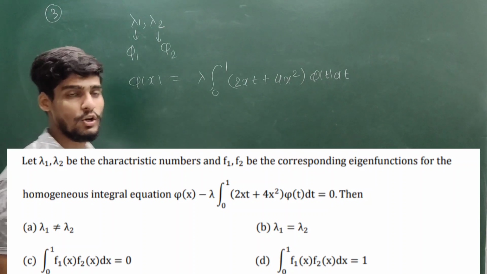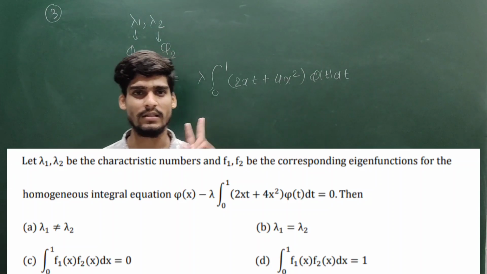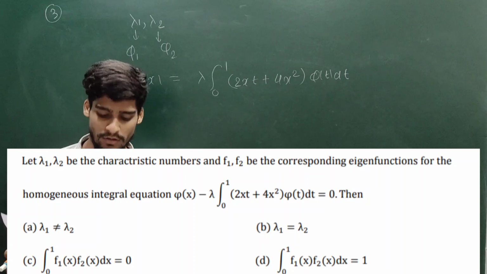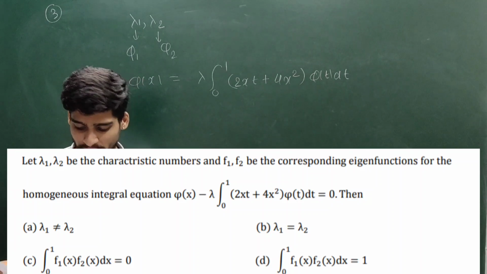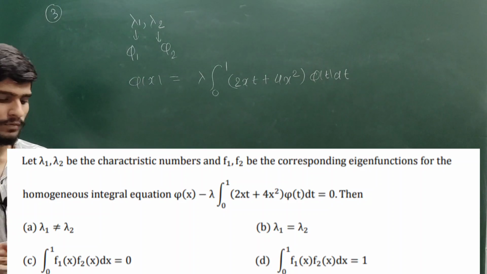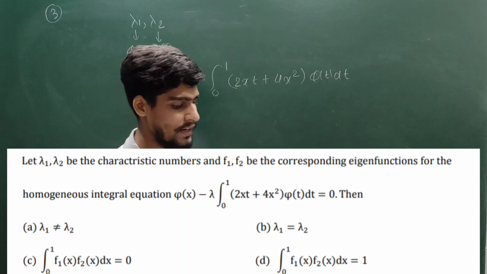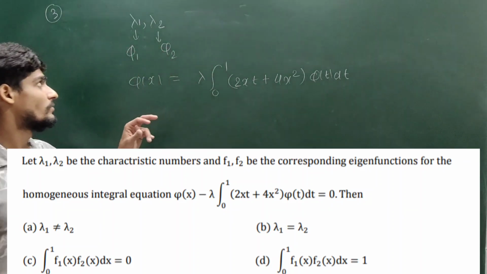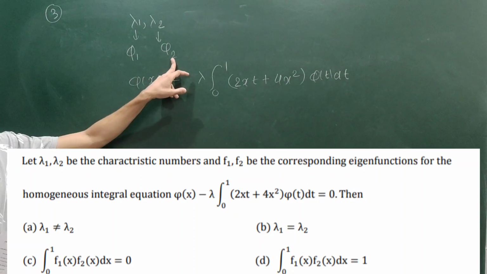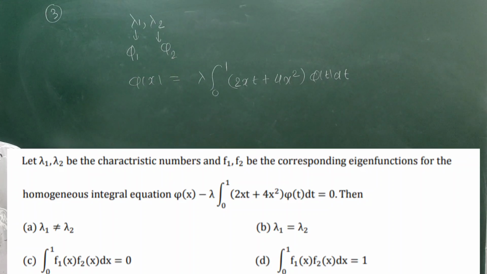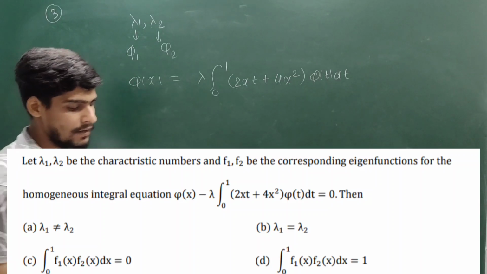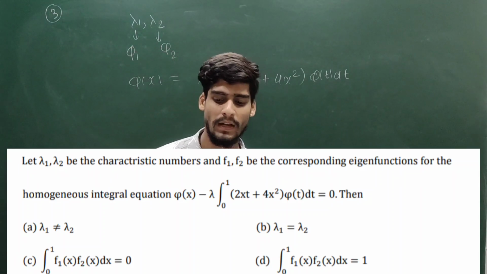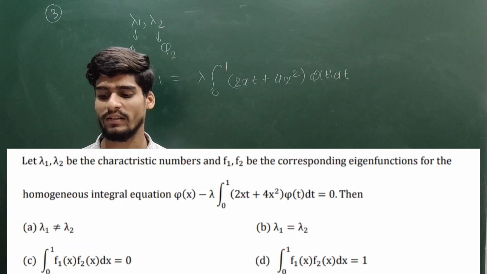Option A, lambda 1 is not equal to lambda 2, that means there exist two eigenvalues. Option B, lambda 1 is equal to lambda 2, that means there exists only one eigenvalue. Option C, integral 0 to 1 f1x f2x dx is 0, that means this function phi 1 and phi 2 both are orthogonal with respect to the integral inner product. And option D, integral 0 to 1 f1x f2x dx is 1.